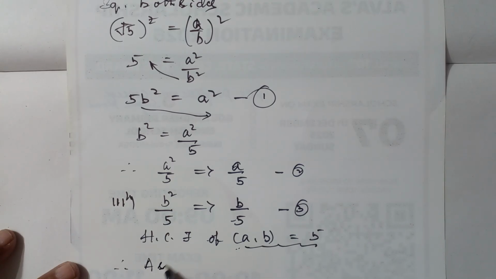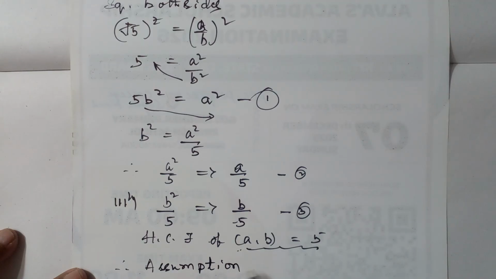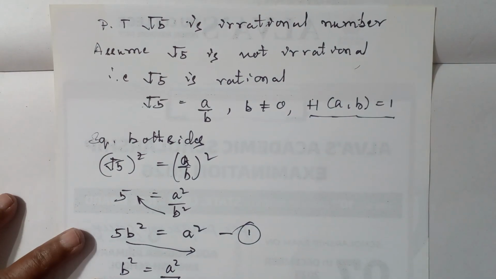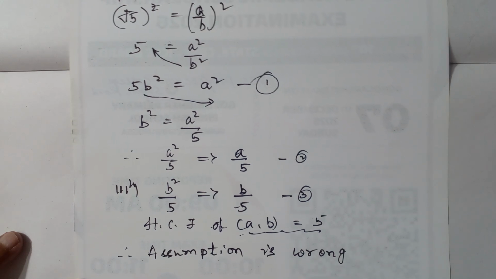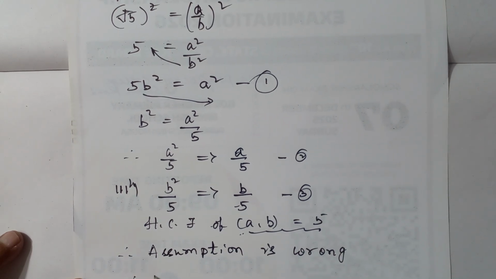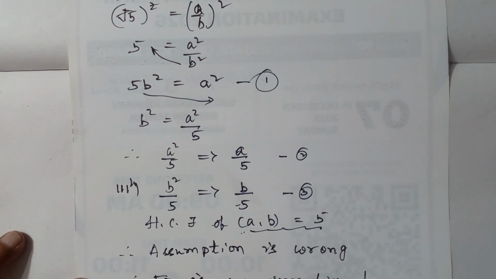Our assumption is wrong. What is the assumption? Root 5 is not irrational. That is the assumption taken. If the assumption is wrong, it should be irrational. Therefore, root 5 is an irrational number. Okay, very easy to write.